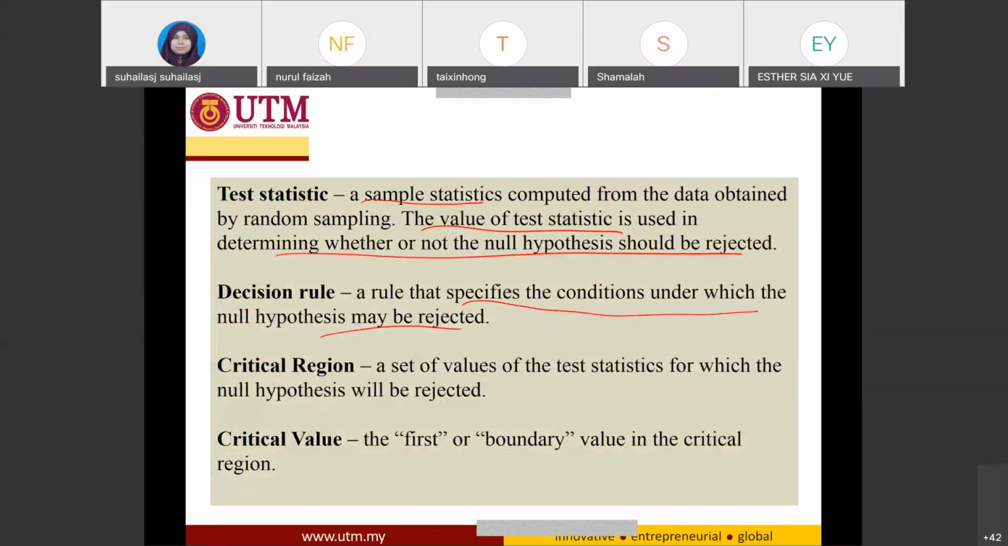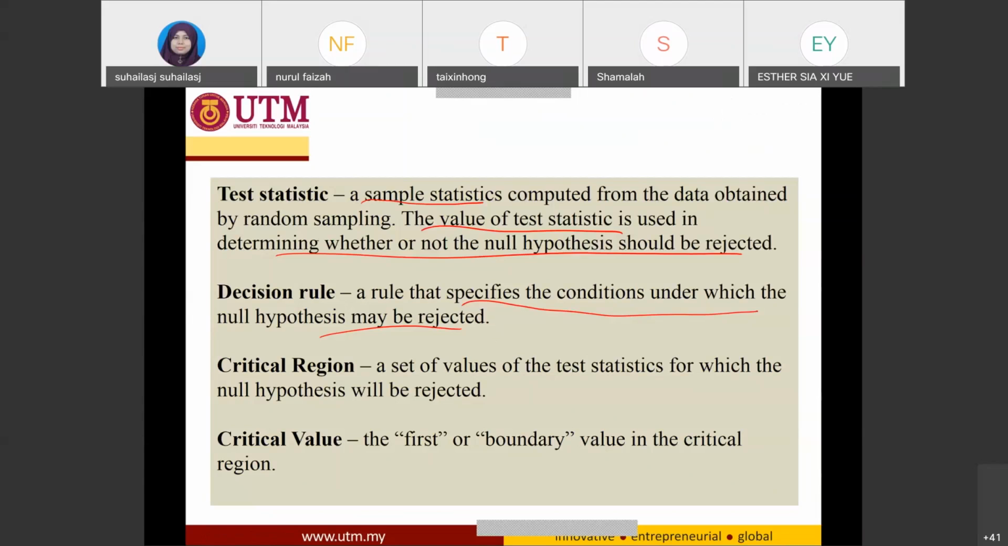Okay, then we go to the concept of test statistic. A test statistic is just a sample statistic that is computed from the data. When we mention sample statistics, we have X bar, your sample mean, S, your sample standard deviation, and S square, your sample variance. The value of the test statistic is used in determining whether or not the null hypothesis should be rejected. So it all depends on the value of your test statistic.